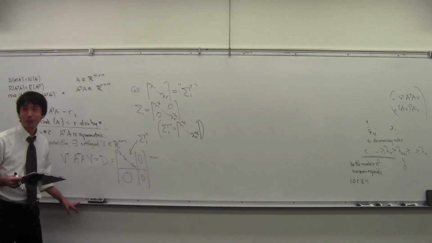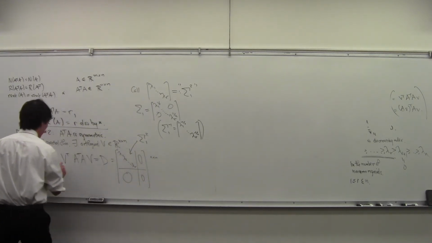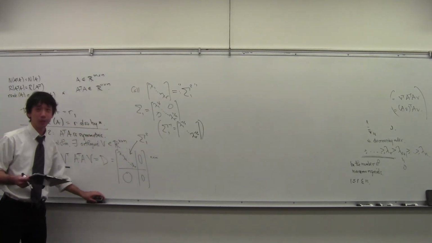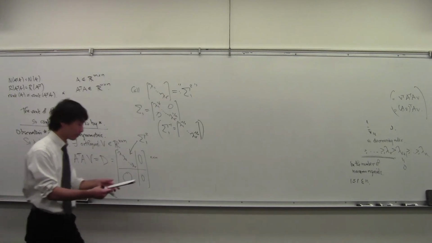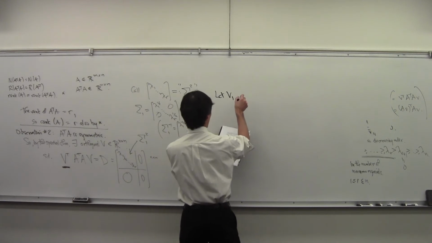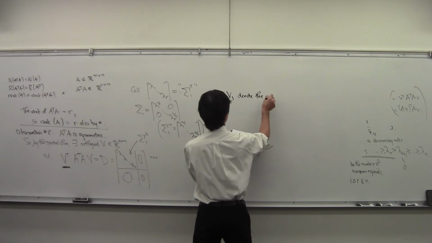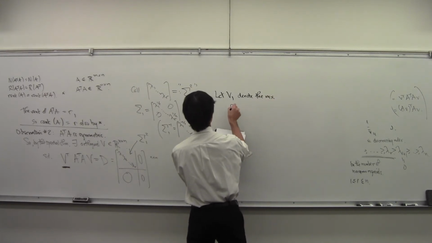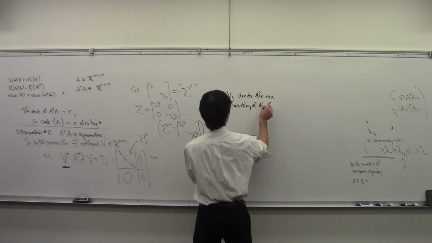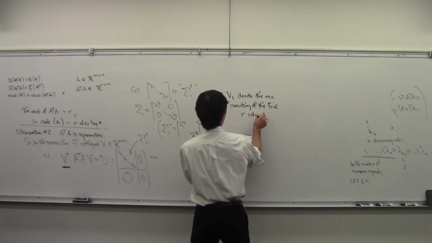Everybody all right? Try to hang in there. So we've got this matrix V. These are all pieces that are going to go together to make our singular value decomposition. So here we go. Let V1 denote the matrix consisting of the first r columns of V.